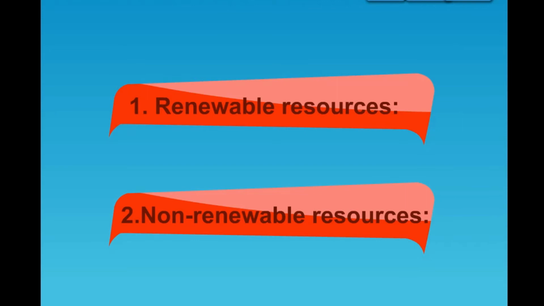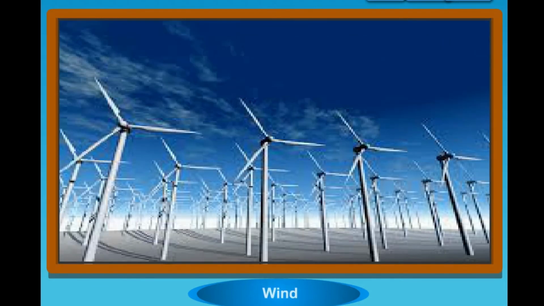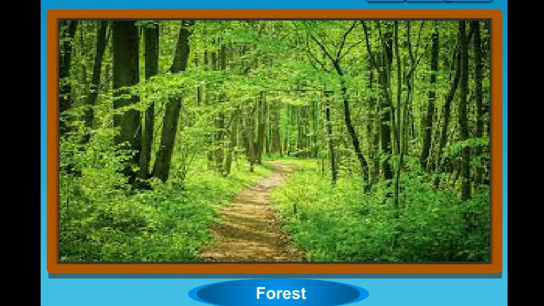Types of natural resources. Natural resources are classified into two groups: renewable resources and non-renewable resources. 1. Renewable resources. The resources which either never get exhausted or are replaced naturally within a reasonable period are called renewable resources. Sunlight, water, wind, and forests are some examples of renewable resources.